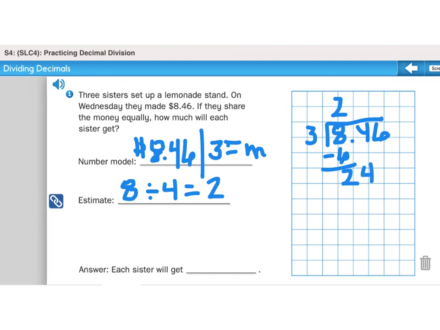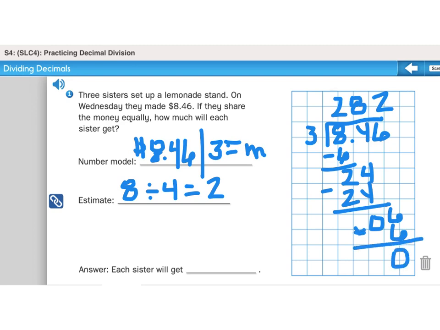3 goes into 24 8 times. 8 times 3 is 24. Subtract that and we get 0. Then bring down the 6. We all know that 3 goes into 6 2 times. So that multiplied together is going to be 6. Subtract that and we get 0. So we now have 282 for our answer.